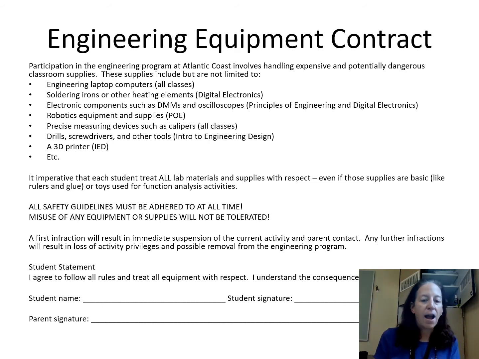Student statement: I agree to follow all the rules and treat all equipment with respect, and I understand the consequences of failing to do so. And then you're going to print your name and sign your name, and then we want a parent signature on that as well, that your parent understands that if you are mishandling the equipment, if you are tripping over cords for scales or whatever, you start throwing calipers around, we're going to treat that very, very seriously.